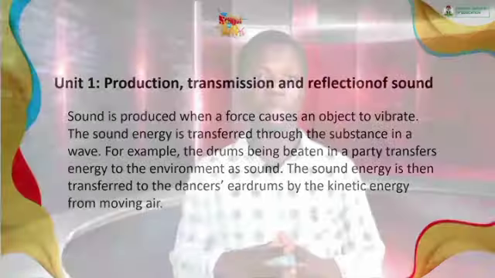At parties, we have drummers that beat our drums. When these drums are beaten, we are exerting force on the drums. This causes the drums to vibrate. As we said earlier, when the object vibrates, the sound energy will be transferred across the substance. This will produce sound energy, and the sound energy is transferred in a wave. So when the drummers are beating the drum, the vibration will transfer across the drum in a wave.